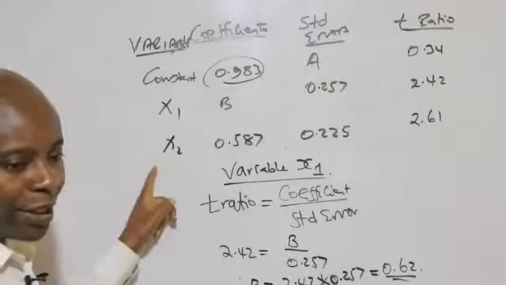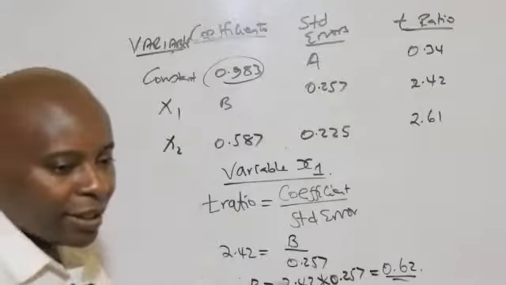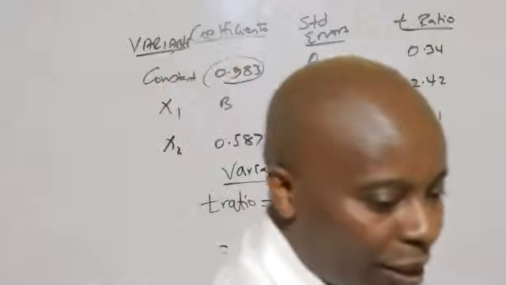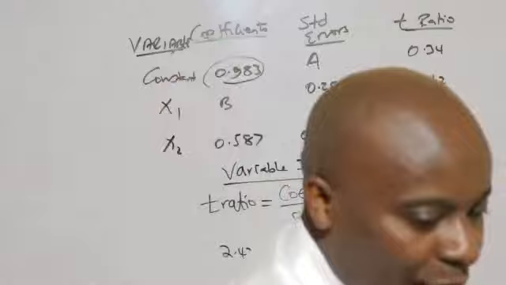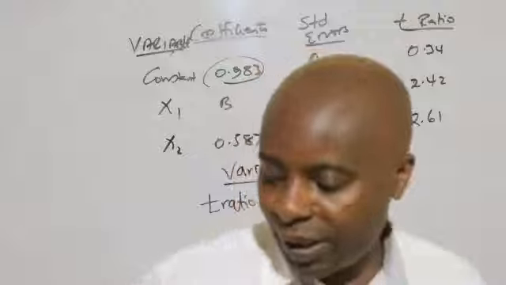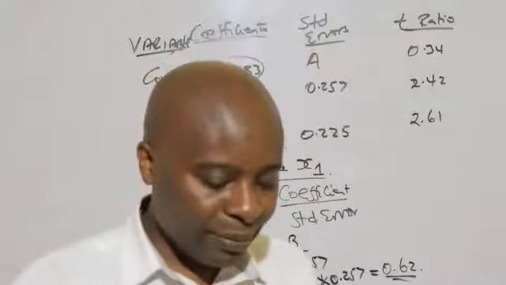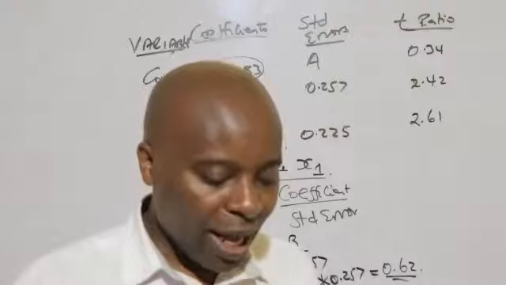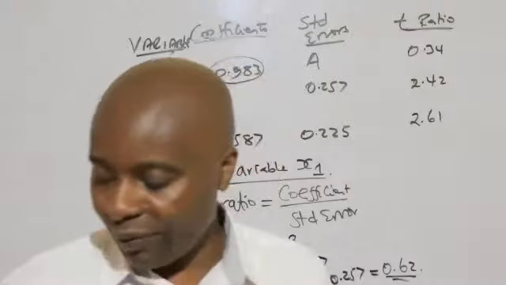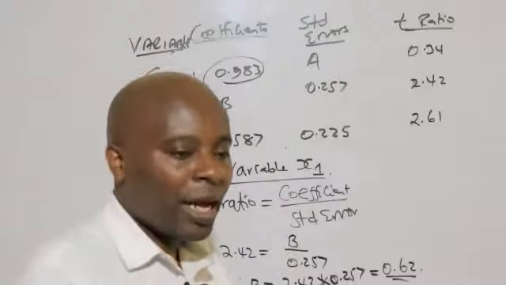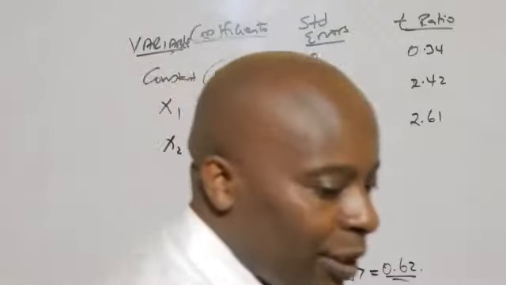Now we go to the next table. The next table given in this question, ladies and gentlemen, is the famous ANOVA table. ANOVA table is the same as what here?